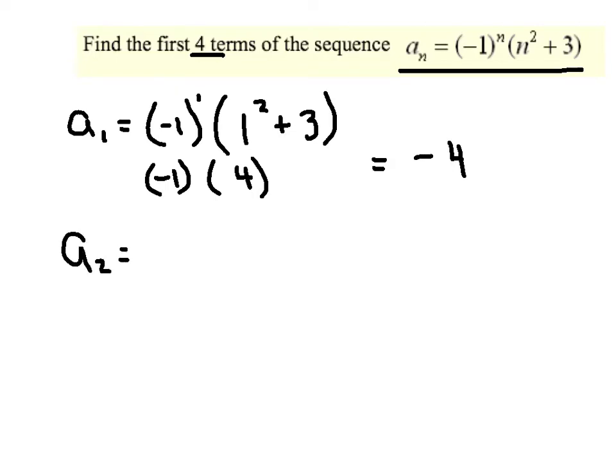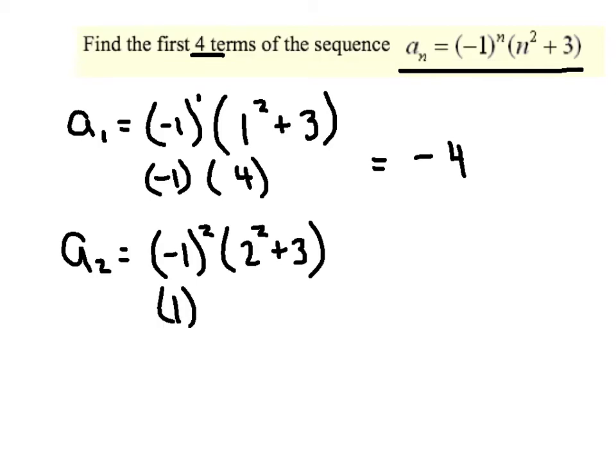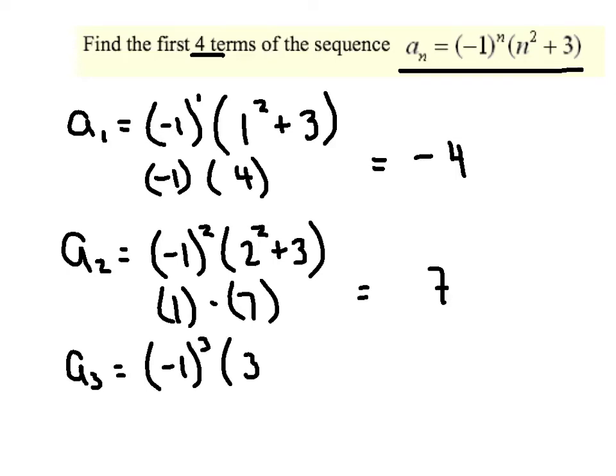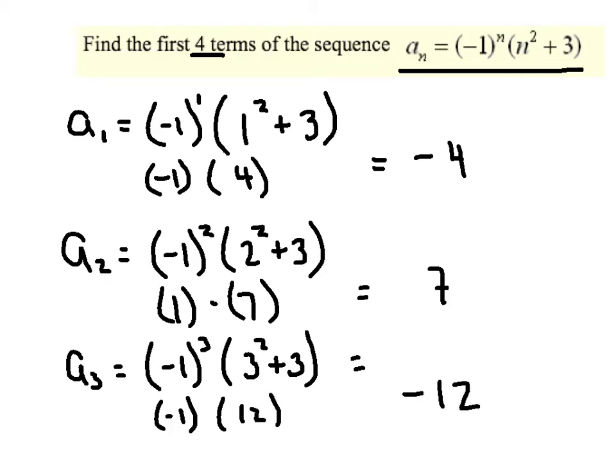Our second term, we'll go ahead and substitute a 2. We've got negative 1 squared, and we've got 2 squared plus 3. Let's see, I got a positive 1 here times a 7 there. That's going to give me 7 for my second term. A sub 3: negative 1 to the third, and then I've got 3 squared plus 3. This time I'm going to try to do it all in my head. Well, maybe not. Let's see, I got a negative 1 there, and then this is going to be 9 plus 3, that's going to be a 12 there. So I think I got negative 12 for my third term.